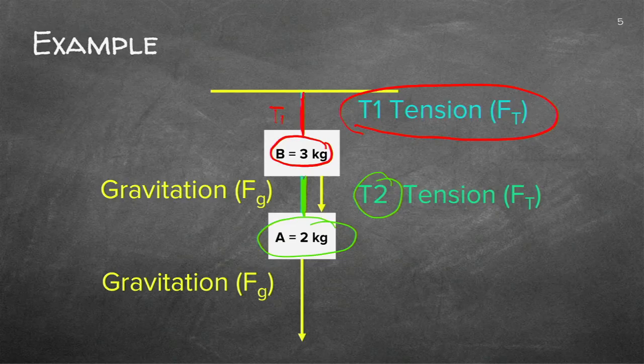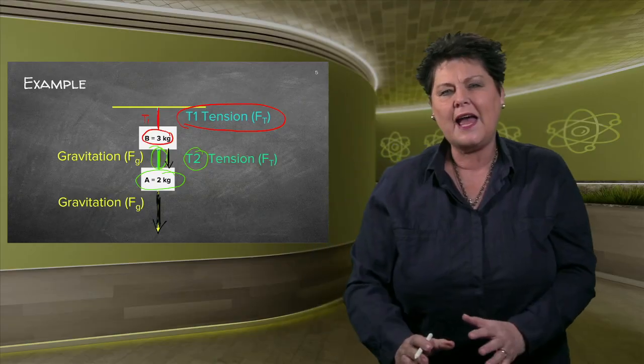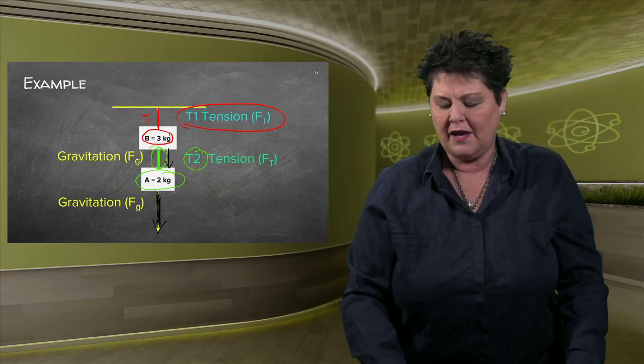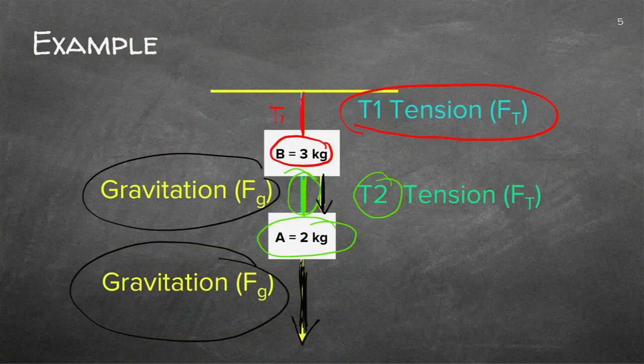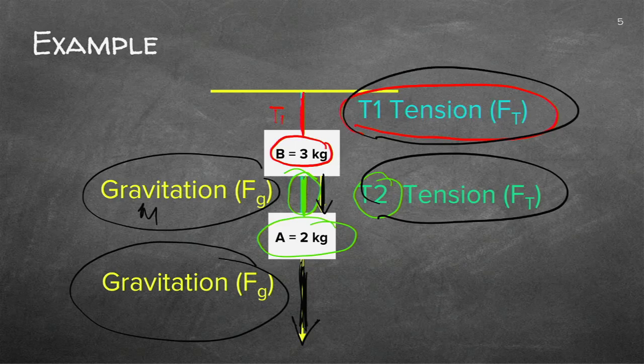Now remember, the one will pull up and the other one down. But in this cable, the tension will be exactly the same. And then finally, please bear in mind that you've got gravity for the 2 kilogram as well as gravity for the 3 kilogram. So make sure that you understand what's been asked and what they actually give you. You always have gravity if you have the mass. And then you've got all the other forces which you need to identify.